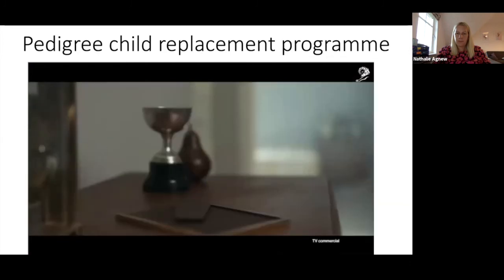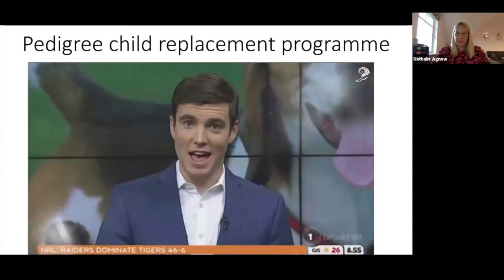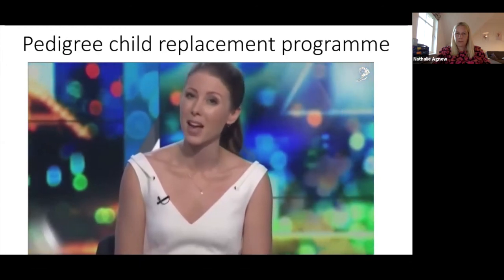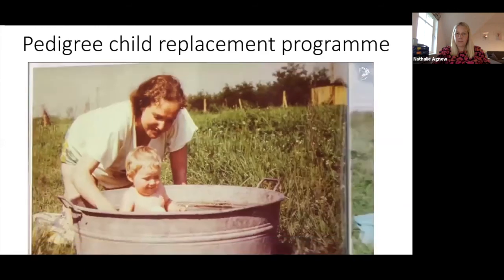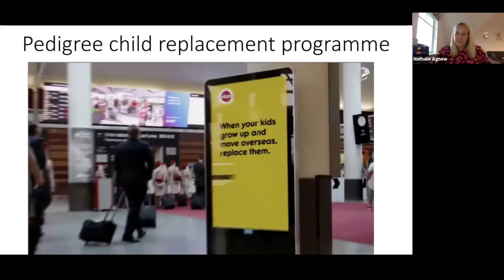The Pedigree Child Replacement Program. When they move out, move on. Adopt a dog. If your kids have left home, we have a solution for you. Campaigners hope that empty nesters might find a suitable child replacement, a dog that needs a home. If your kids have left home, why don't you just get a dog to replace them? You replace your kids with a dog. How's that for your Monday morning?